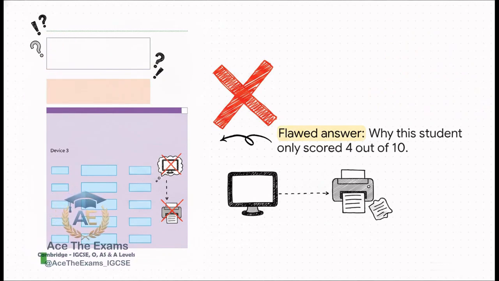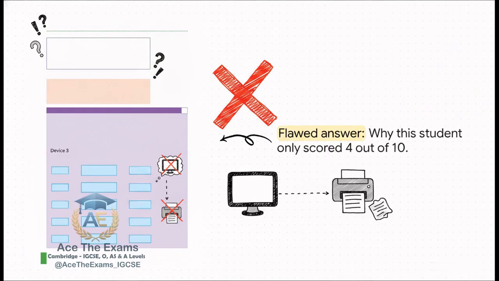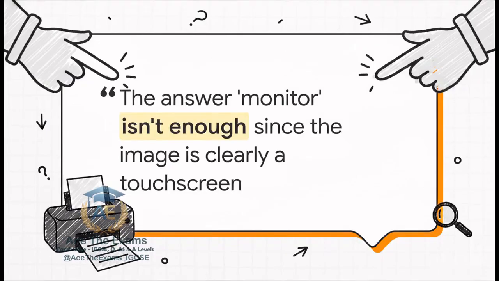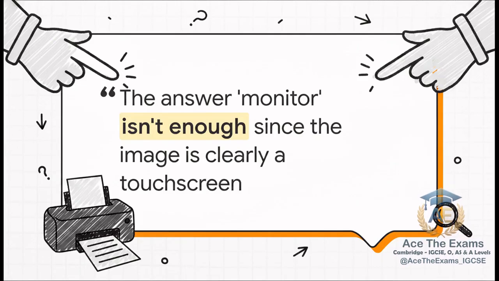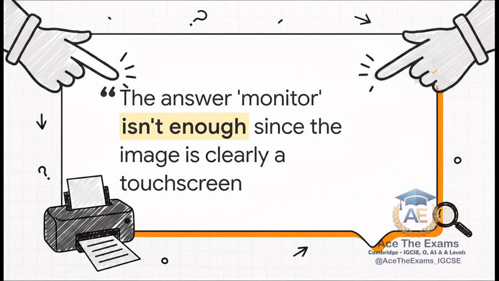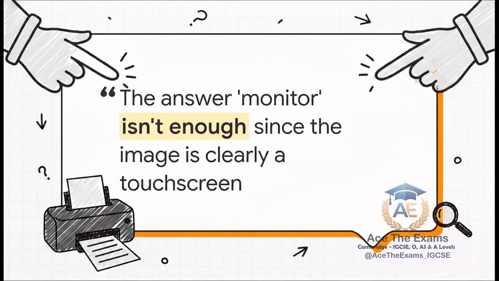To the untrained eye, nothing here is technically false, right? But in the Cambridge ecosystem, it's a total disaster. Let's look at what the examiner actually had to say. Read this quote directly from the source material. The examiner notes, "The answer monitor isn't enough since the image is clearly a touchscreen. The answer printer is not enough and would gain no marks." You see, precision is an absolute requirement here. The examiner is literally looking at the image provided on the paper, which shows a finger touching a screen. If you just write monitor, you are completely ignoring the visual evidence sitting right in front of you. You have to name the exact specific device shown.